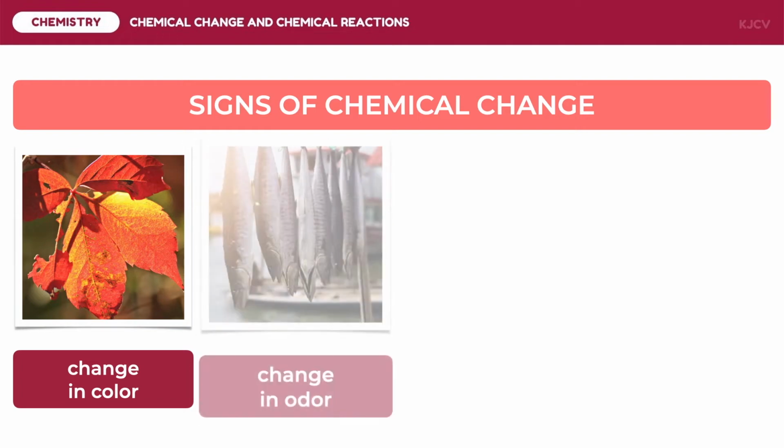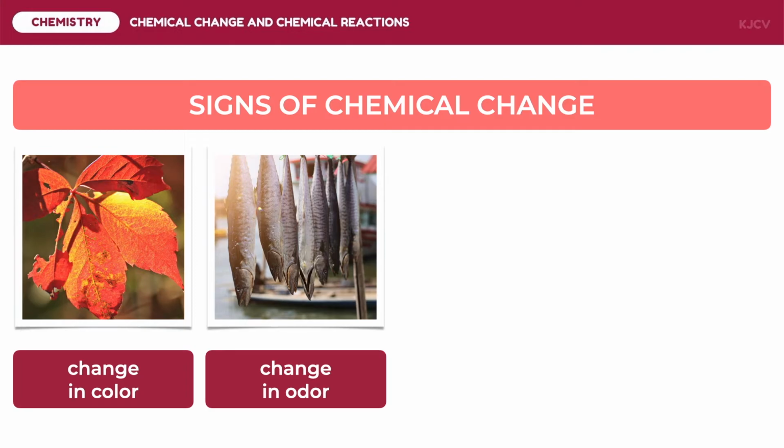Another sign is change in odor. Changes in the substances present in matter may yield the production of compounds that produce pleasant or unpleasant odor. For example, foul odor in food is an indication of spoilage. This is a chemical change.